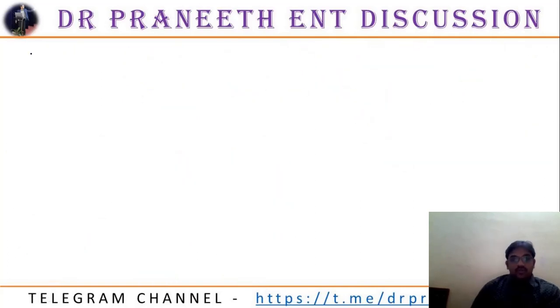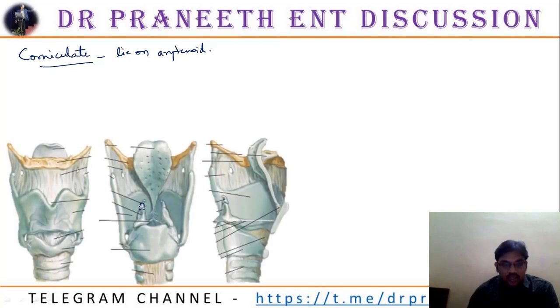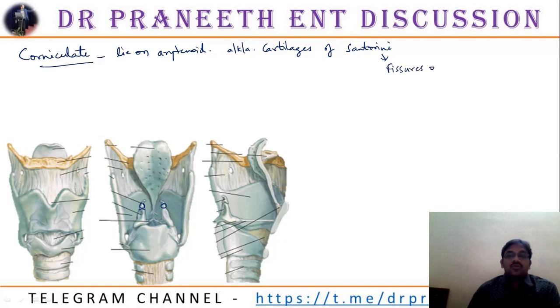Now coming to the next, that is your corniculate cartilages. They lie over the arytenoid. This is the arytenoid, and this small piece, these are the corniculate cartilages. They are also known as cartilages of Santorini. Where else do you get this word Santorini? Fissures of Santorini. What are the fissures of Santorini?